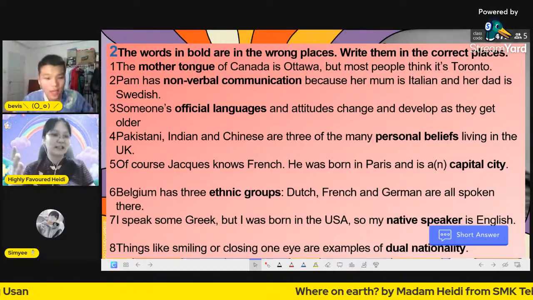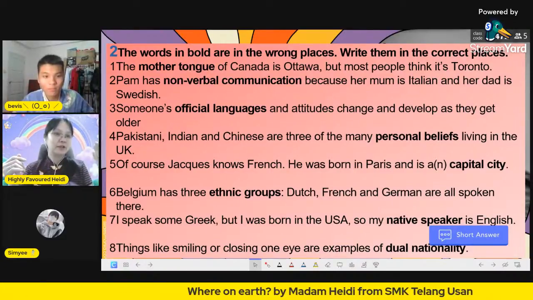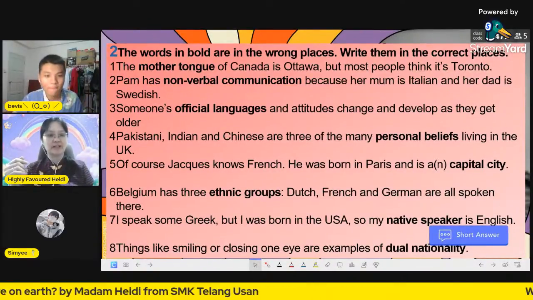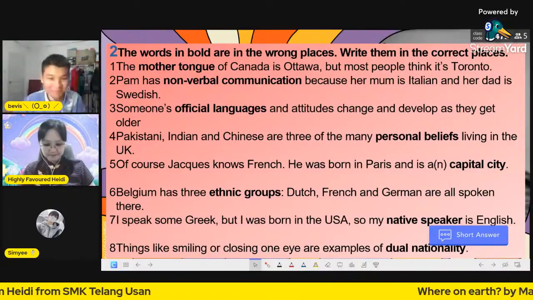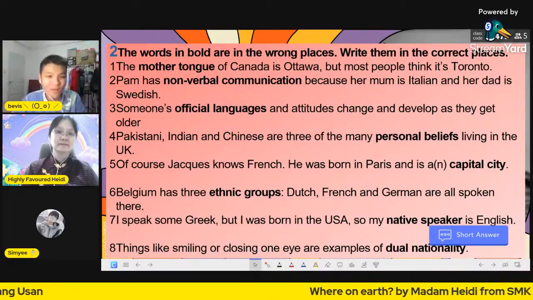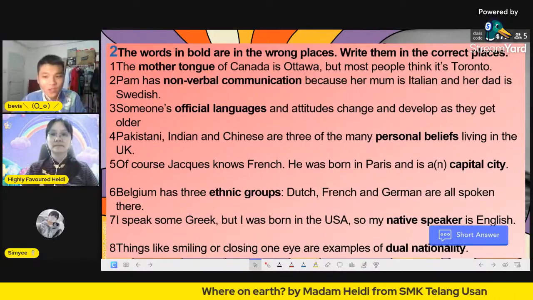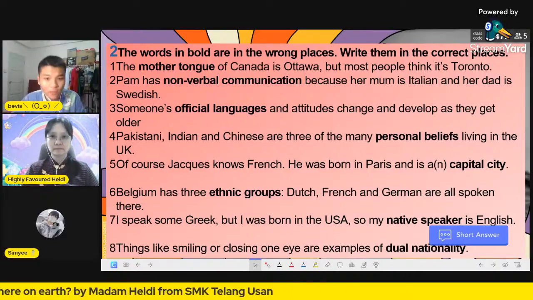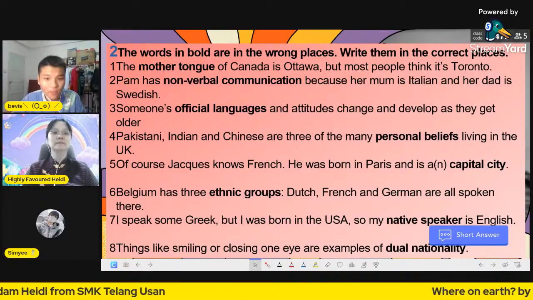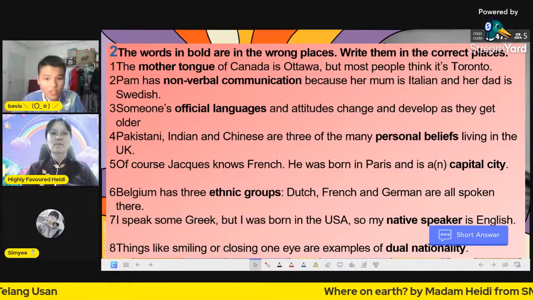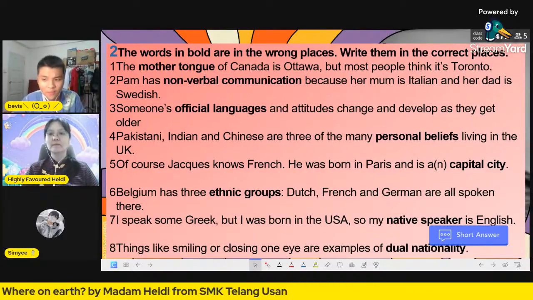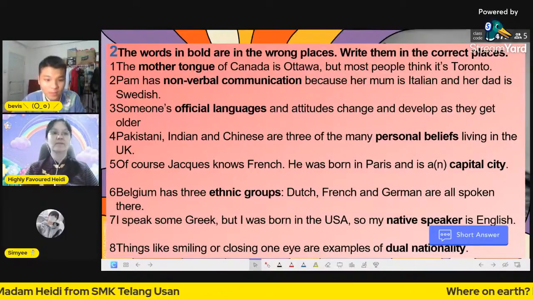Okay, let's have reading. Can I have Bevis to read 1, 2, 3, 4 and Simi to read 5, 6, 7, 8? Okay, can Bevis? Okay, the mother tongue of Canada is Ottawa, but most people think it's Toronto. Pam has non-verbal communication because her mom is Italian and her dad is Swedish. Someone's official languages and attitudes change and develop as they get older. Pakistani, Indian, and Chinese are three of the many personal beliefs living in the UK. Okay, Simi?